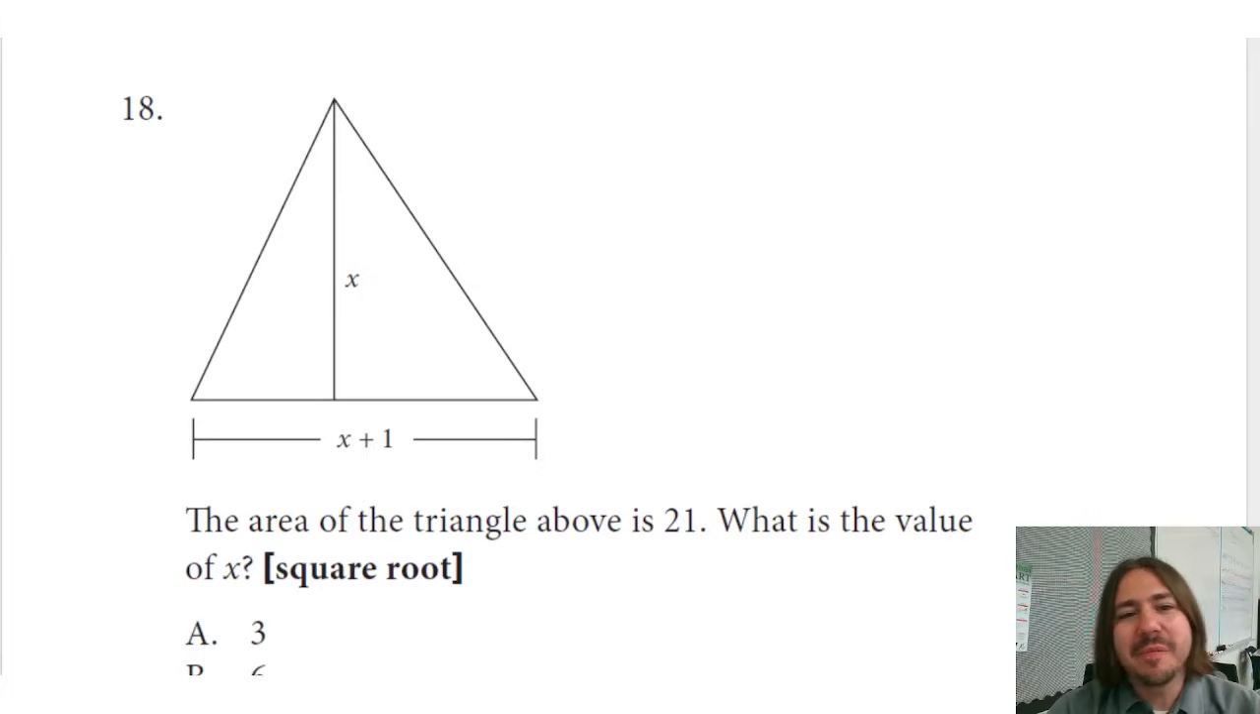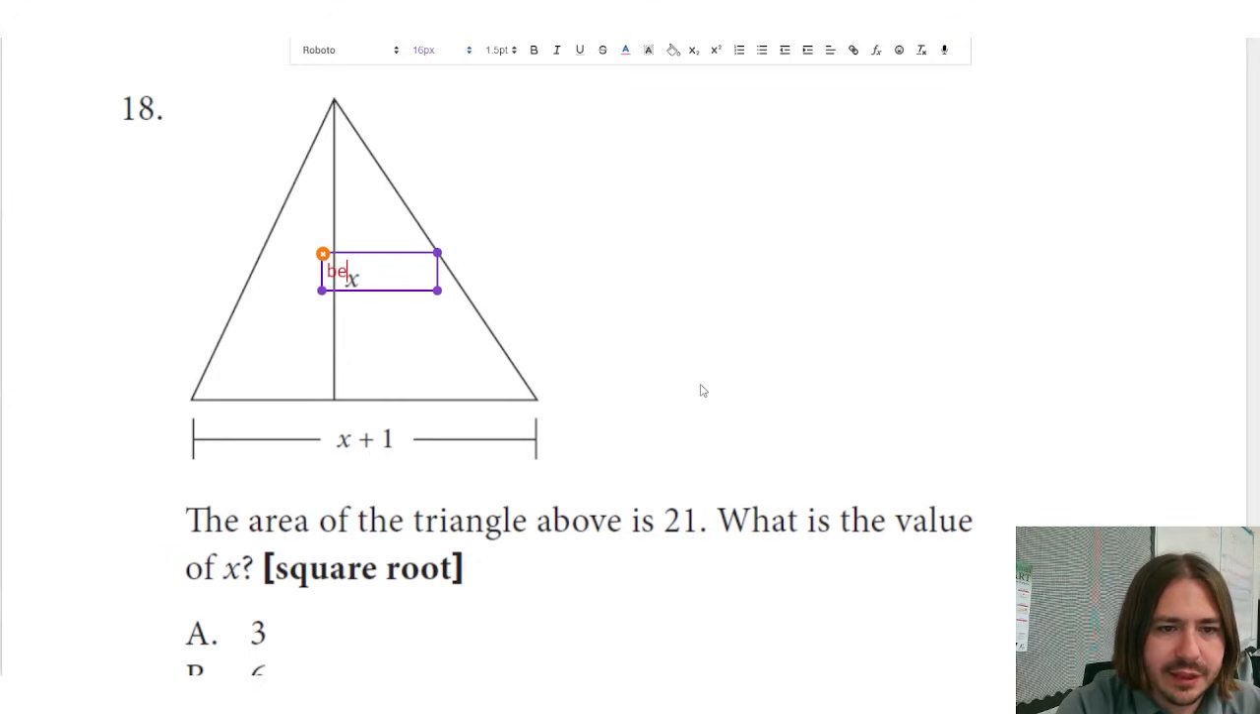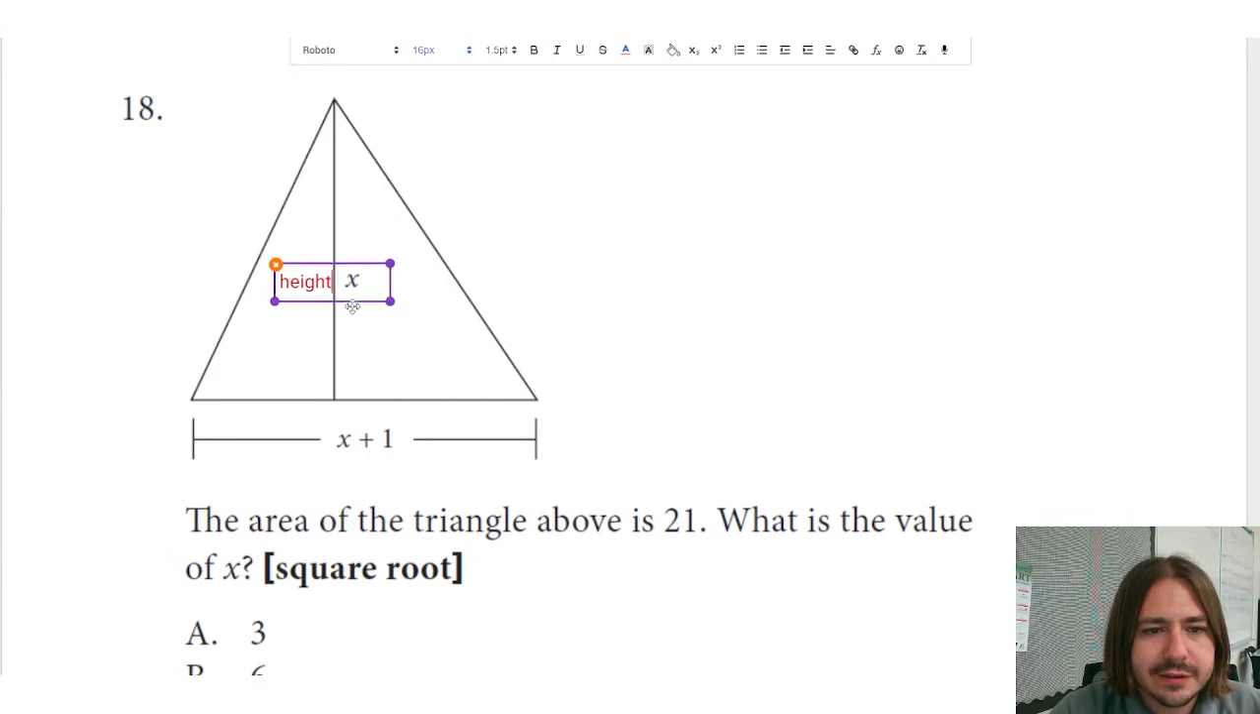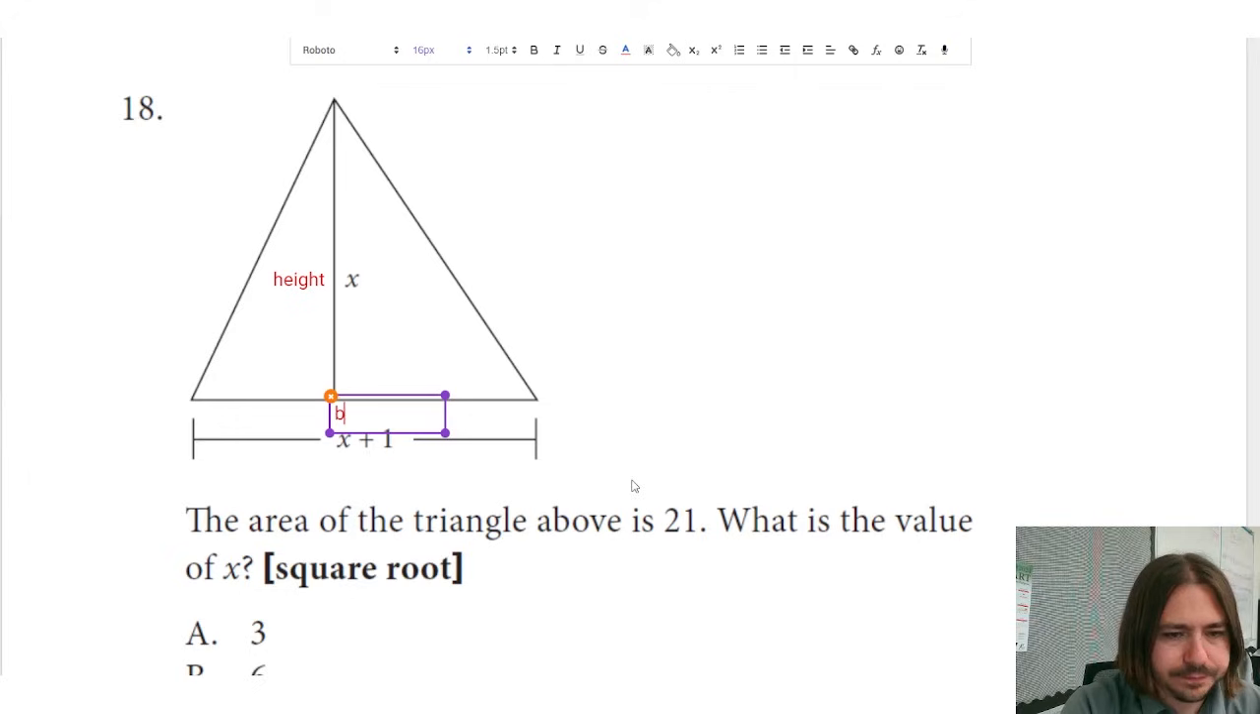Hey y'all, welcome back. Number 18 says the area of this triangle is 21. What is the value of x? And you can see this diagram gives you both the height and the base length here. So this is the height, and the height is just equal to x. The base here, which is the distance from here to here, is going to be x plus 1.